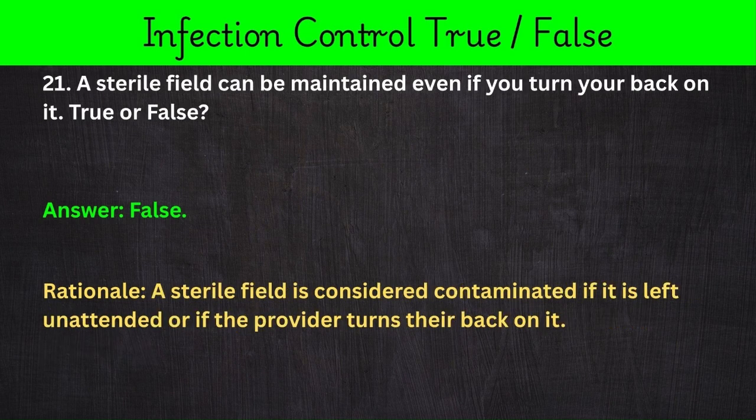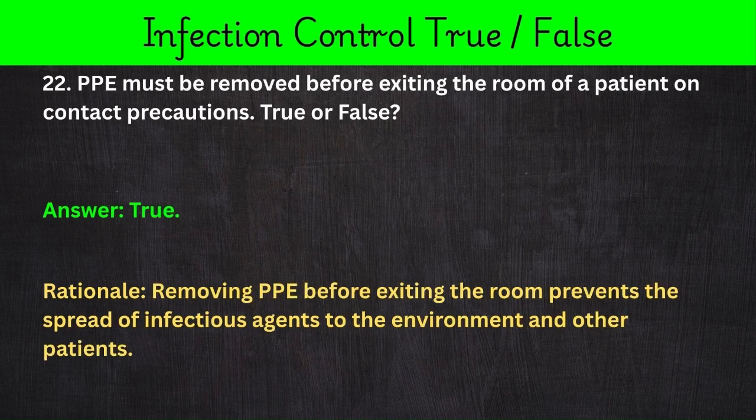21. A sterile field can be maintained even if you turn your back on it. True or false? Answer: false. Rationale: a sterile field is considered contaminated if it is left unattended or if the provider turns their back on it.